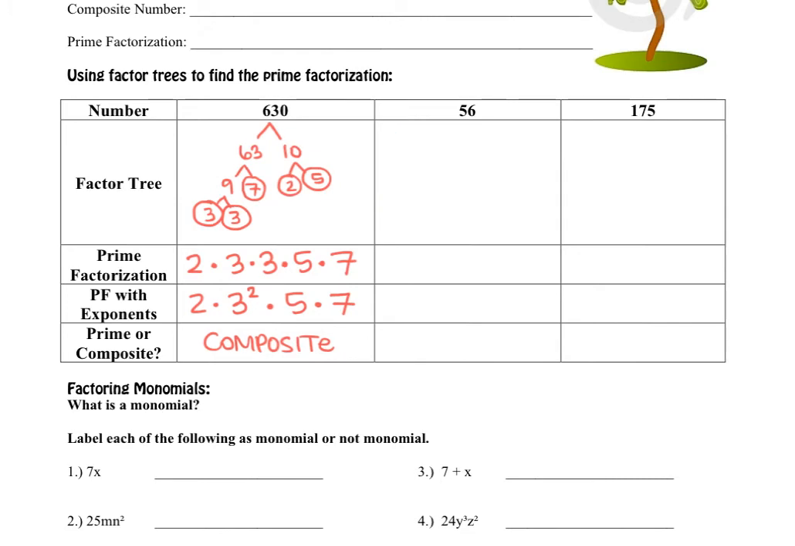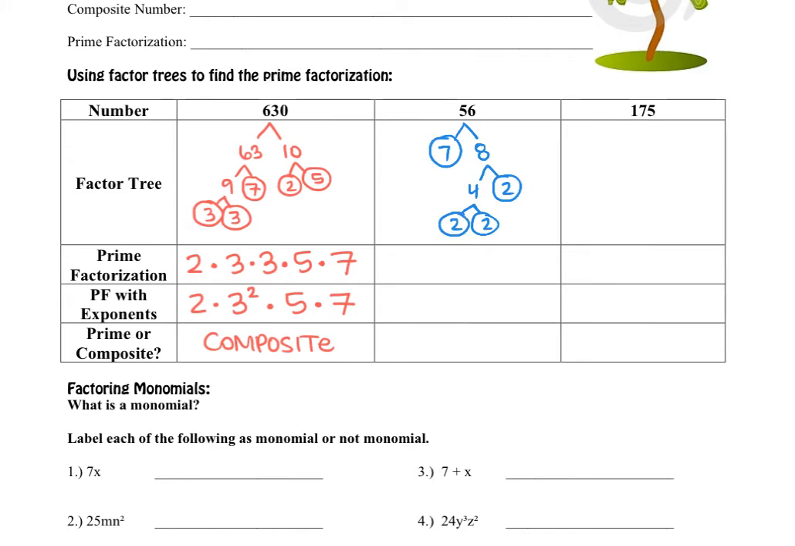All right, let's do the next one together, 56. So again, you start by trying to think what is something that divides into 56. There's several options, but the first one that comes to my mind is 7 and 8. So 7's prime, so I circle it. That branch is done. 8 can break into 4 and 2. 2's prime, so I circle it. 4 breaks into 2 and 2. Those are both prime, so I circle them.